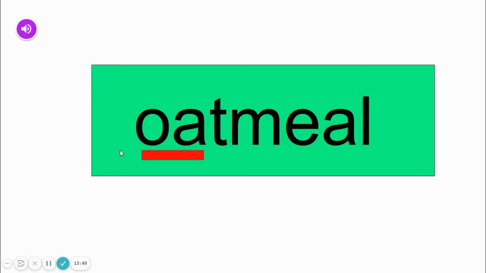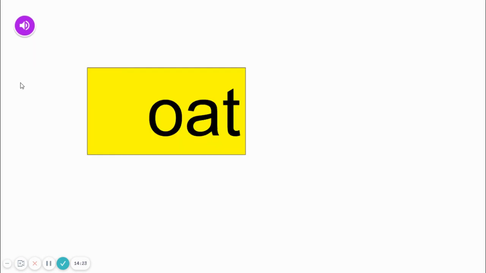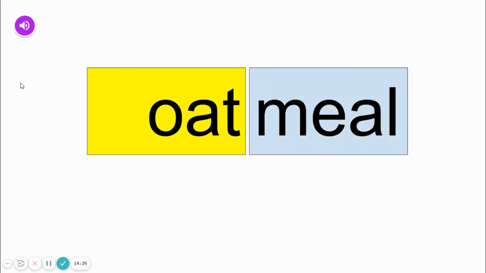You saw that EA, and it could be another vowel team. So let's look at the EA and have that E jump over that M to break the word. Do you see it? Did you get oat, meal? Give yourself a thumbs up. Oat. Meal.